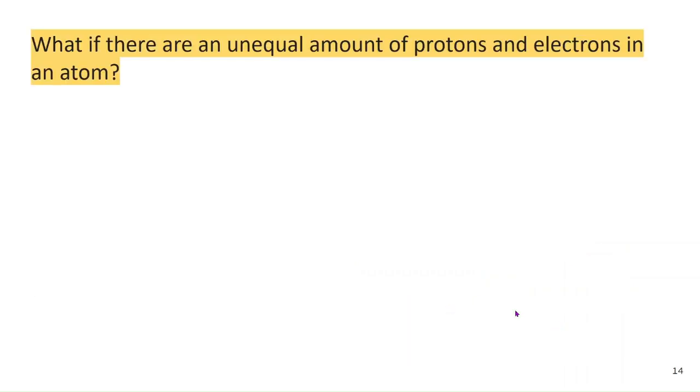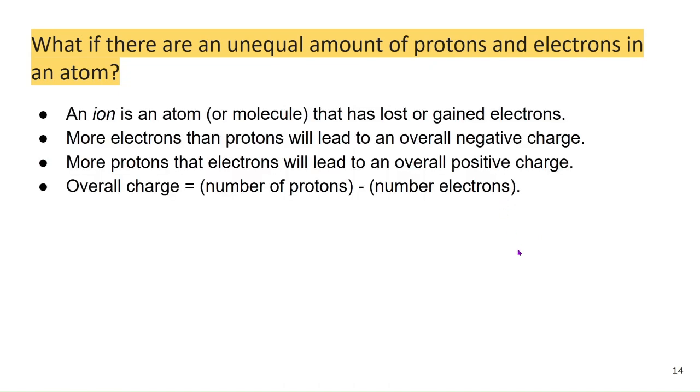So, what if there is an unequal amount of protons and electrons in an atom? In that case, we give that atom a special name. We call it an ion, and then there's special ways to notate it as well. So an ion is an atom or a molecule, so it could be multiple atoms bonded together, that have lost or gained electrons. They are no longer neutral.